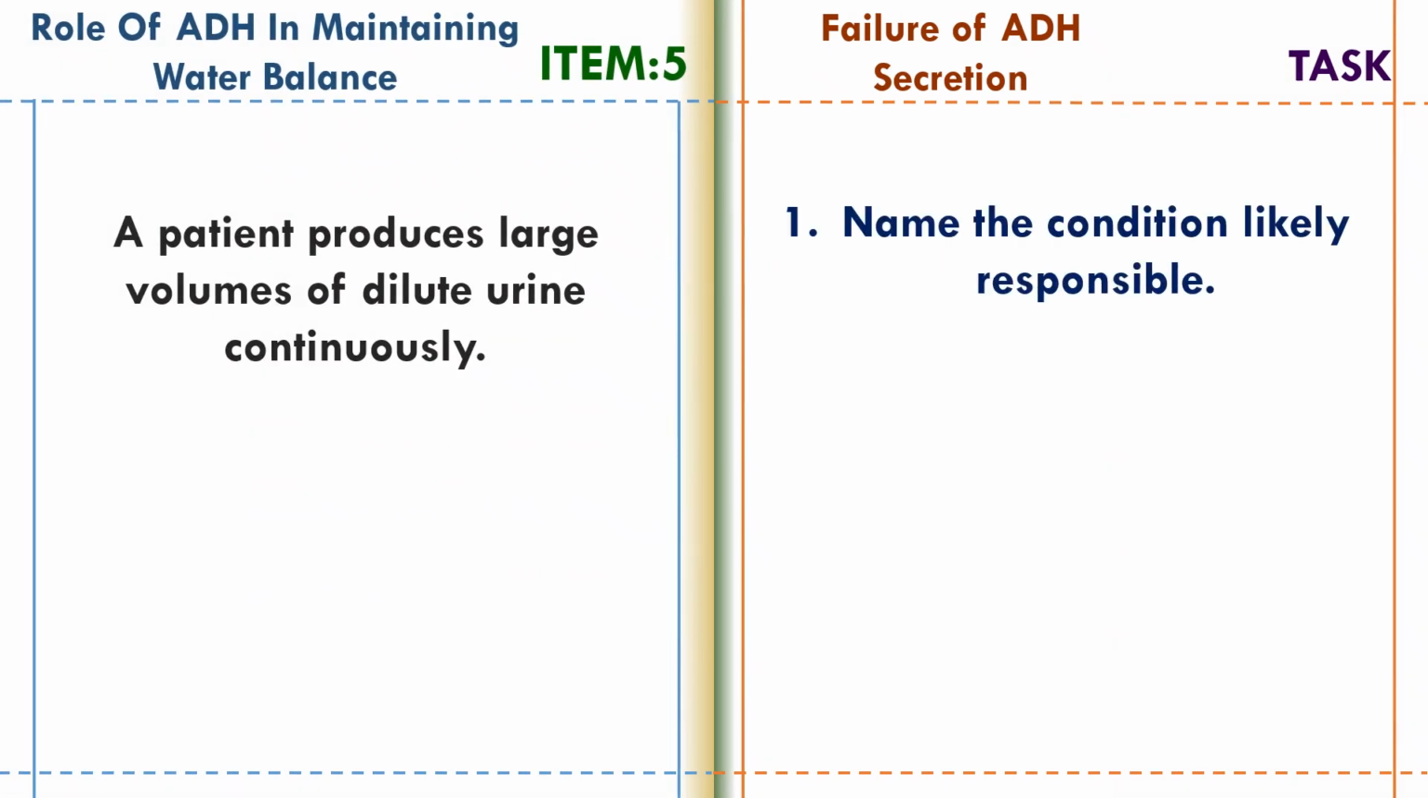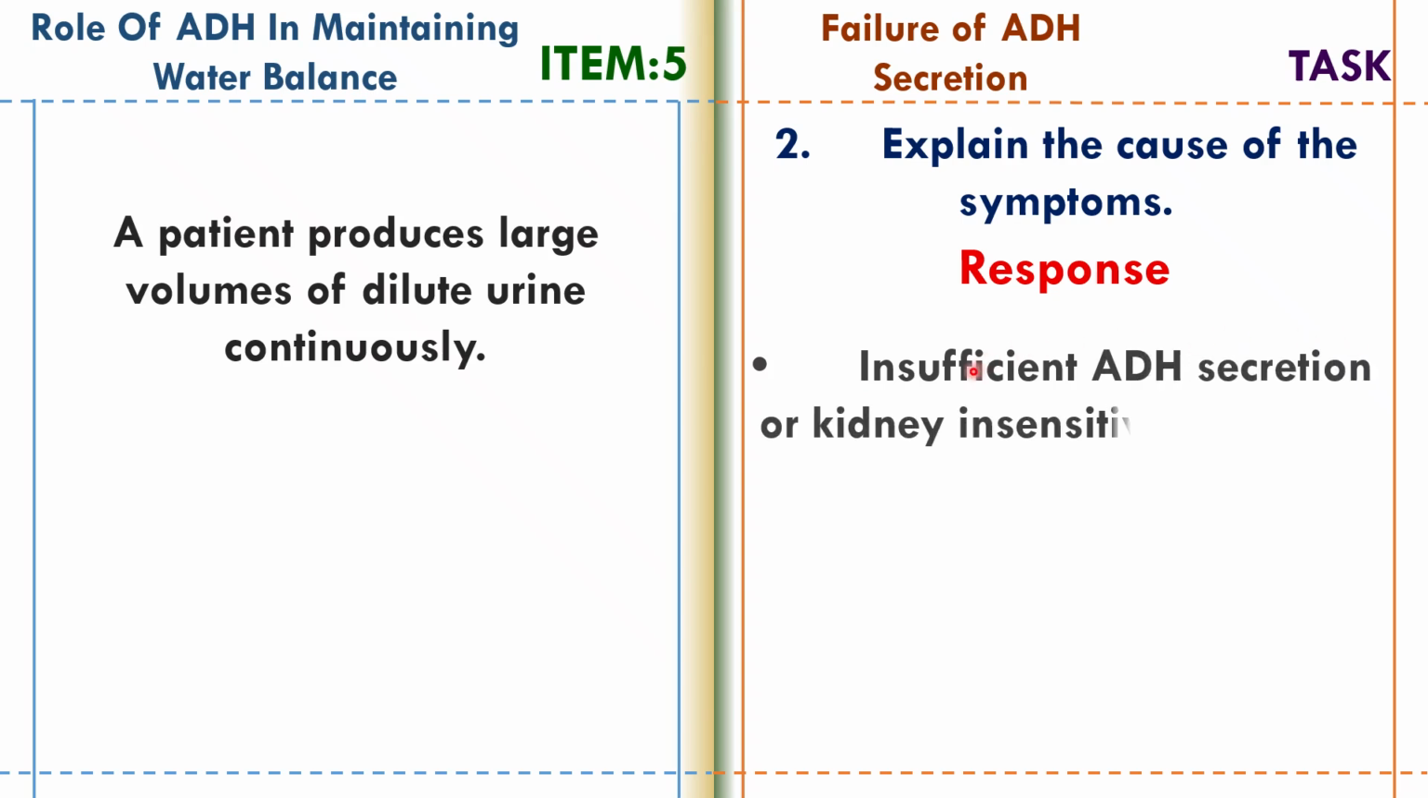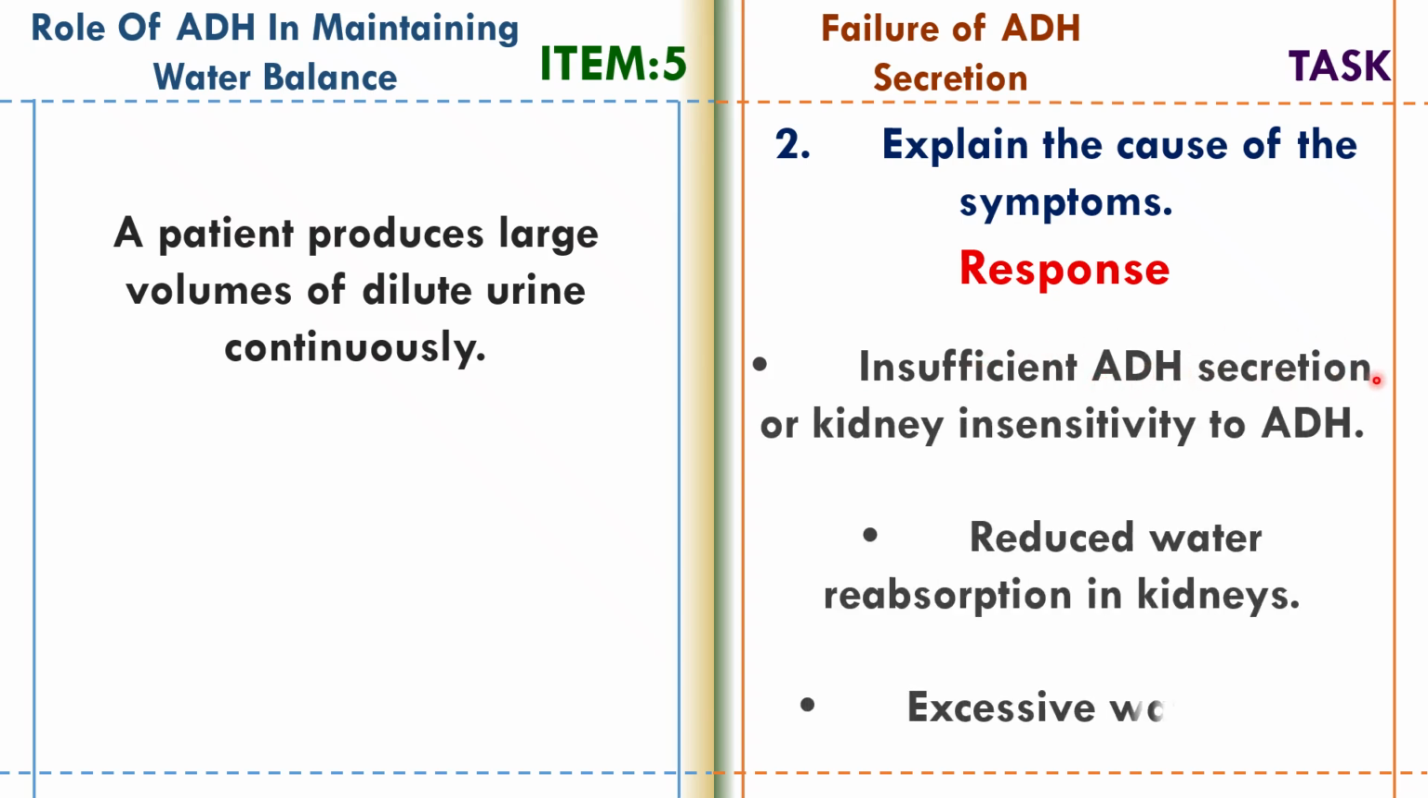Name the condition likely responsible. Diabetes insipidus. Explain the cause of the symptoms. Insufficient ADH secretion or kidney insensitivity to ADH, reduced water reabsorption in the kidneys, resulting in excessive water loss.